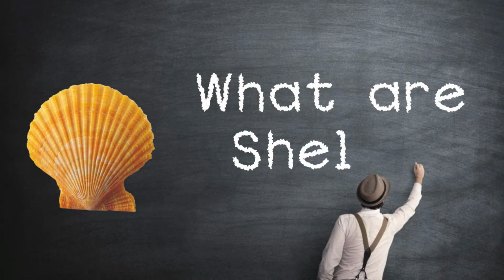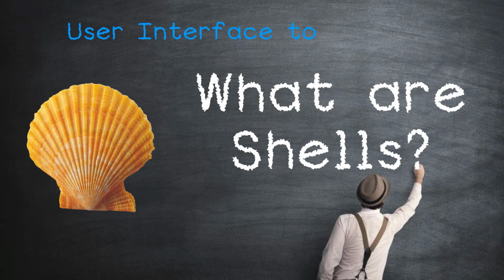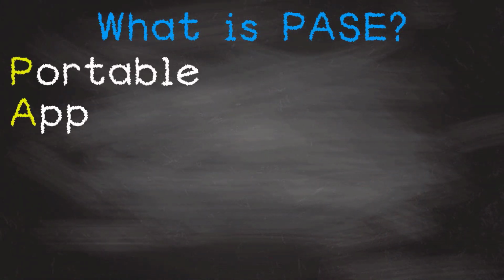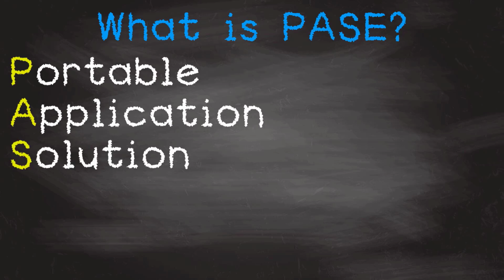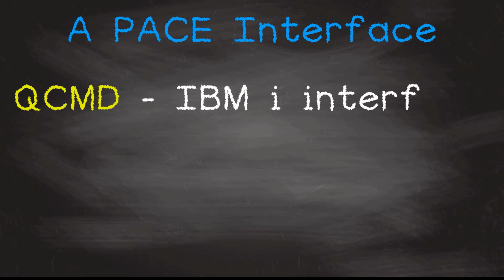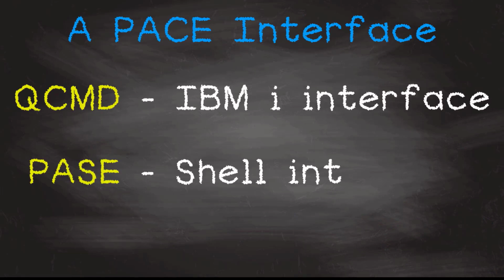So, what are shells? The definition of a shell is a user interface to an operating system's services. It is a way we can securely talk to our IFS PASE environment. What is PASE? To quote IBM, PASE, Portable Application Solutions Environment, you can port IBM AIX applications to the IBM i platform with minimal effect. Yeah, just like that, IBM. As my blackboard says, it's just like we use QCMD, we use a shell to talk to the PASE environment.